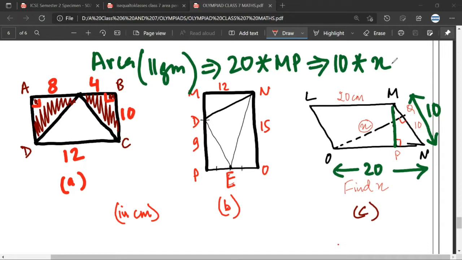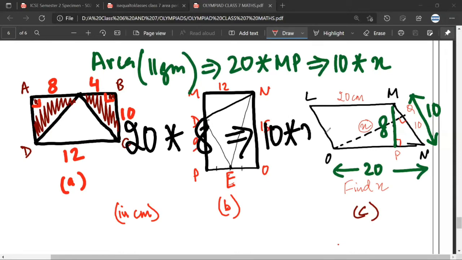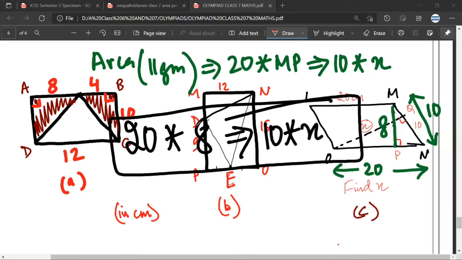Yes, sir. Mr. Sarthak, can you look into your book? What is the height MP given? Can you check? So this height MP is given to be 8. Therefore, our equation would be 20 into 8 would be equal to 10 into x. Sarthak, is it making sense now?